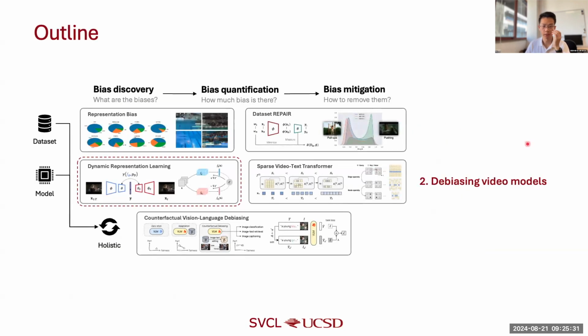Okay, so far so good. Fixing datasets is cool, but what if someone cares more about the behavior of video models rather than the property of the datasets? So in the next part of the talk, I'll cover two works on bias mitigation from the model side, one on video classification and another on multimodal learning in videos.